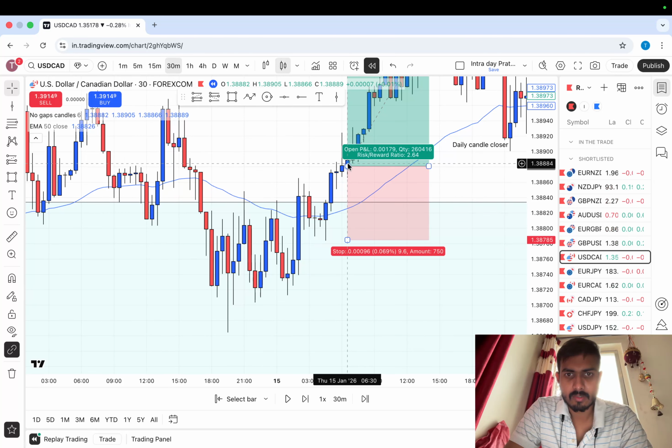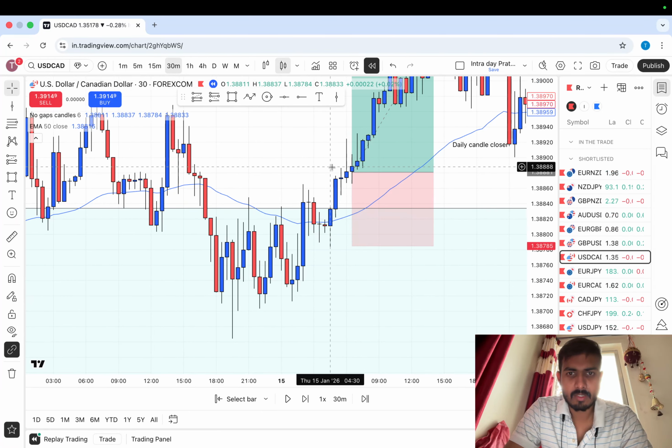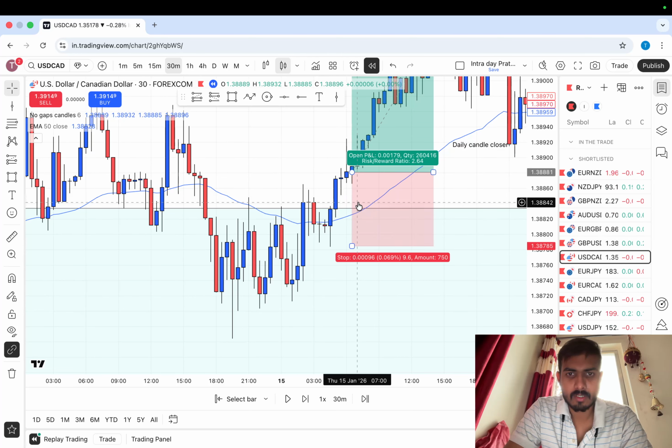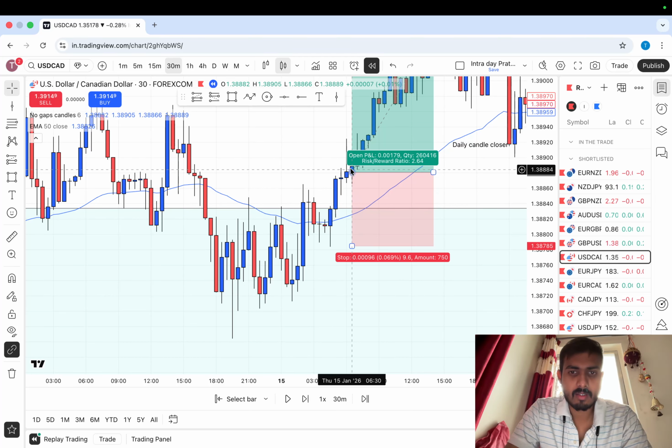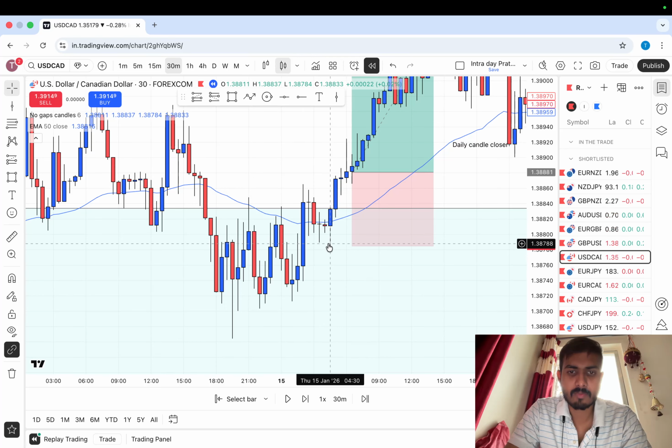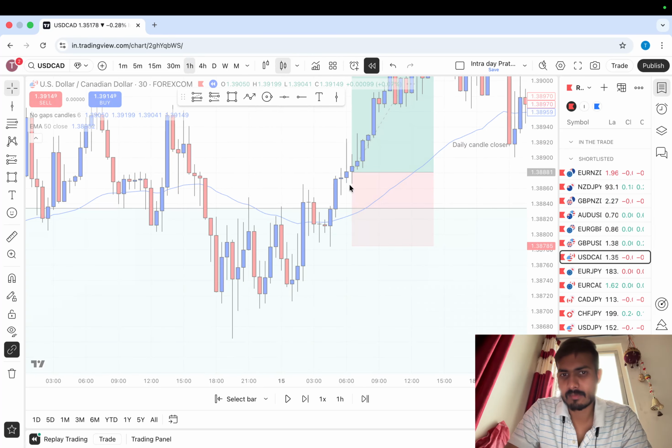We got the trade over here, but I would definitely wait for the retracement up to here because it will also retrace to the EMA. But if I wait for the retracement, I will technically miss this trade. If my stop loss is going to be here, I must wait for the retracement. If my stop loss is below this structure, I can take it without retracement. That I can consider.